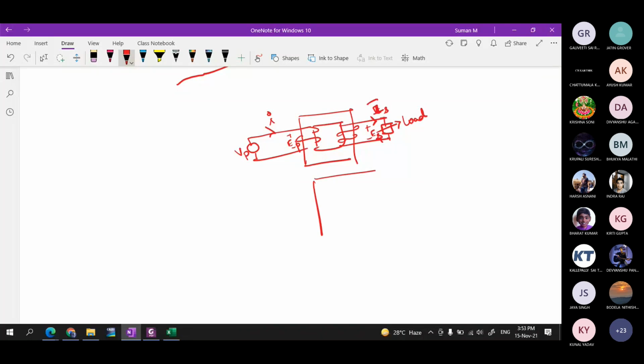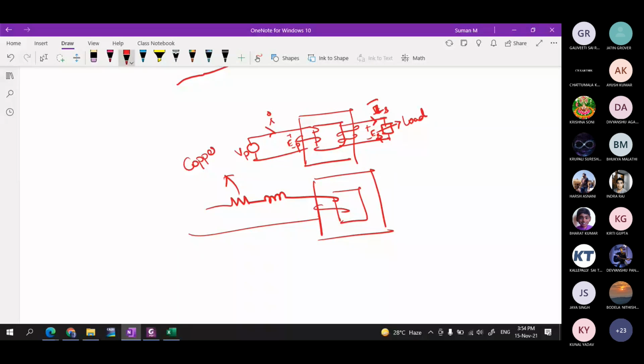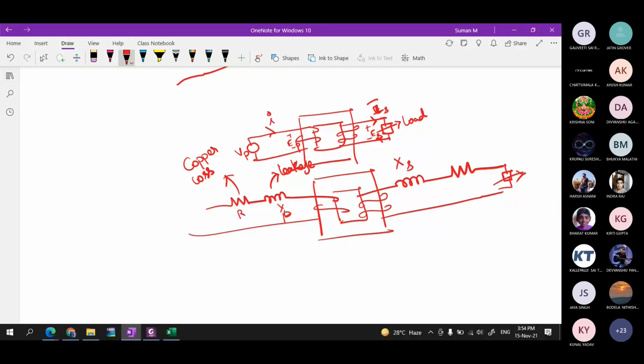For a practical transformer, we represent it in terms of resistance and inductance. This resistance represents the copper loss in the cable, and this represents the leakage reactance, XL. Then you have the same on the secondary side. Here you have a load. So this is XS, RS, RP, this is RS. Now this leakage flux is also represented.